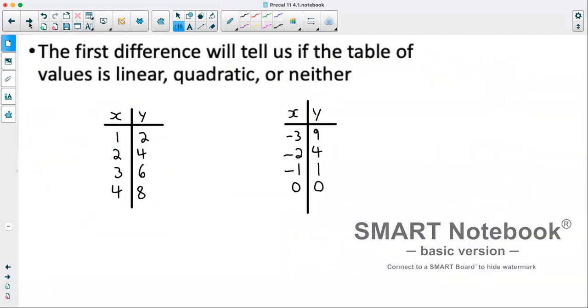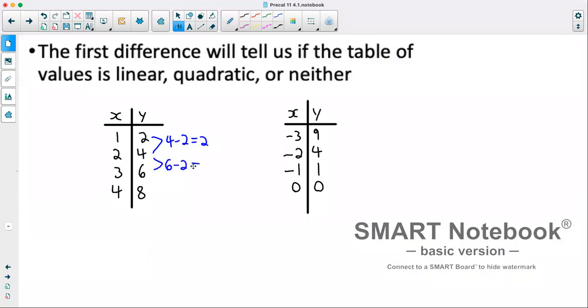Okay, so the first difference will tell us if a table of values produces a linear, quadratic, or neither type of function. So what our first difference is, we will essentially subtract consecutive terms in our table of values for y, but we have to have our x values equally spaced. So in this case, they're all 1 apart, same with this case, so all 1 apart, so we can do that. So I just take the further down one, subtract further up one, so 4 minus 2 is 2.